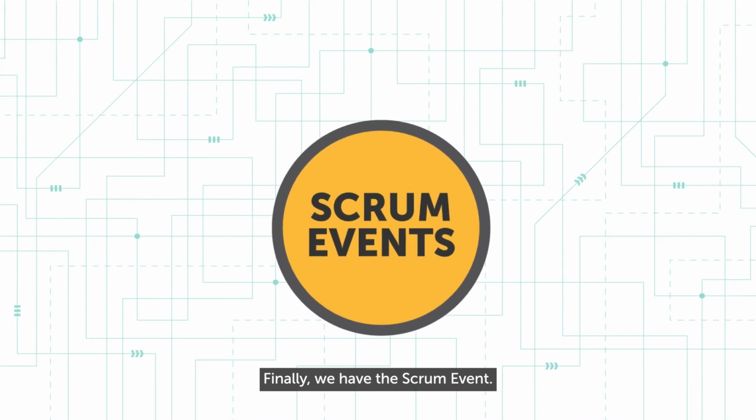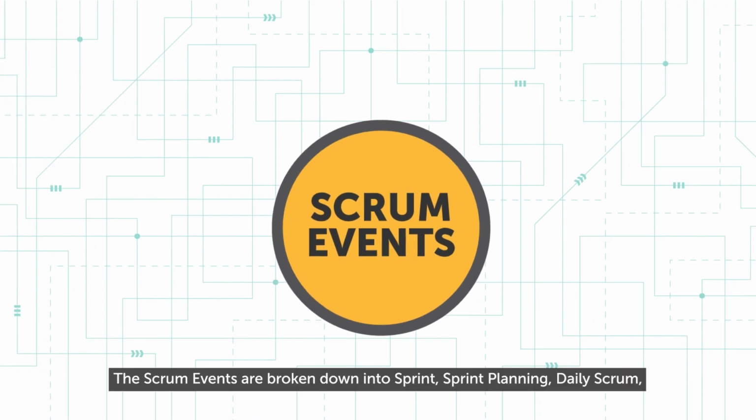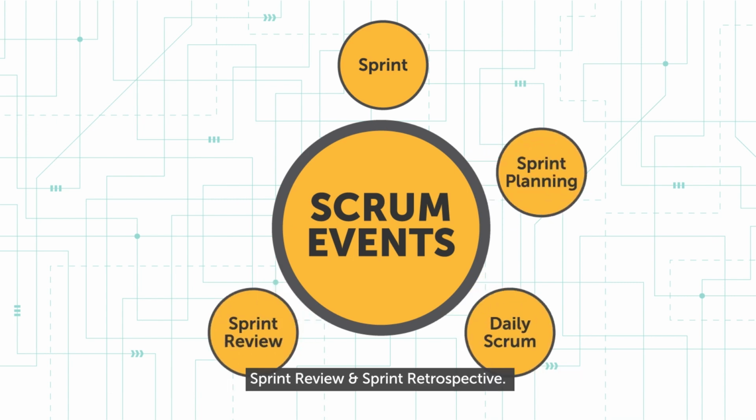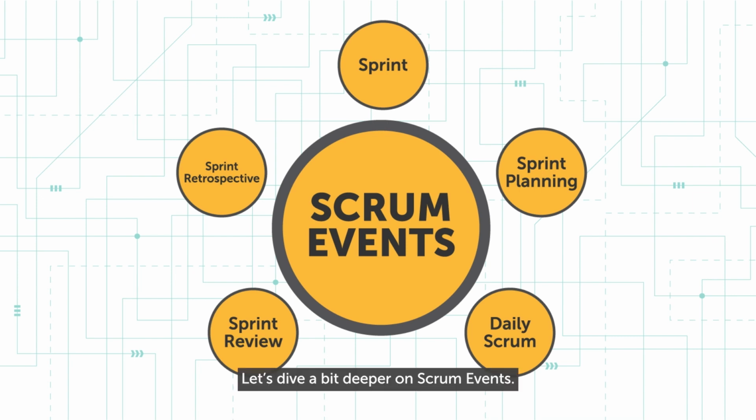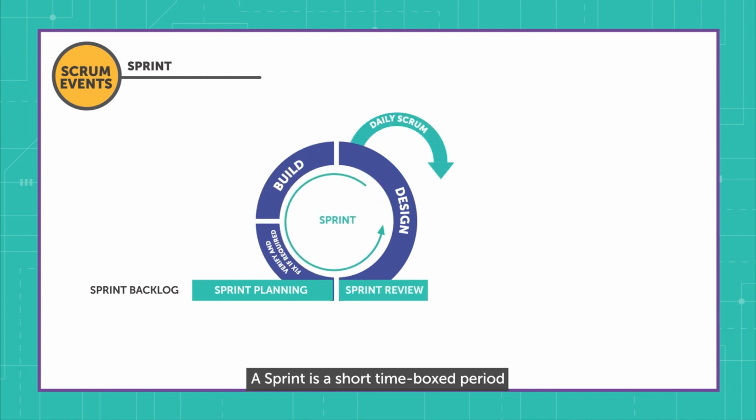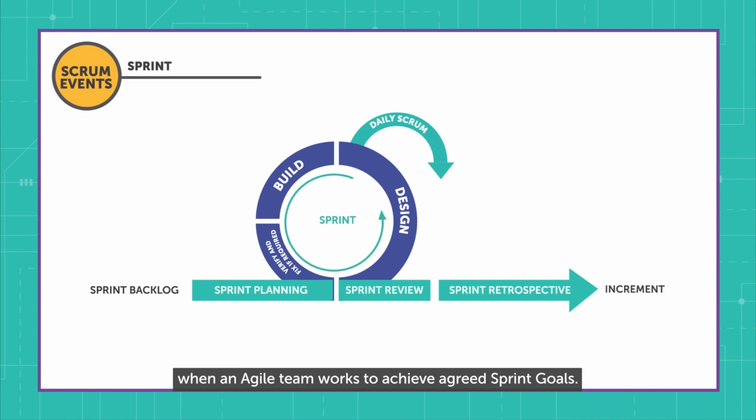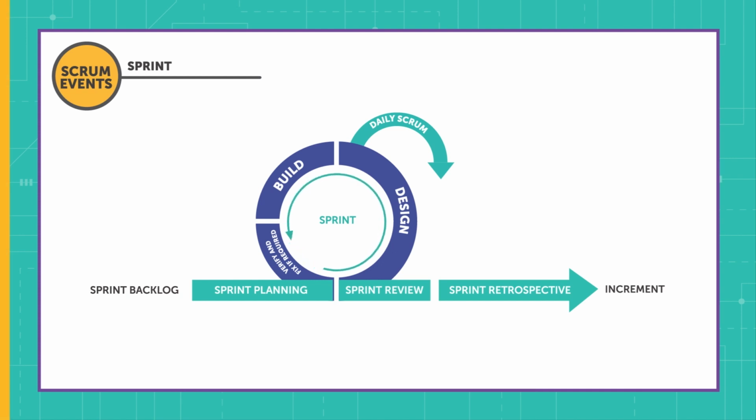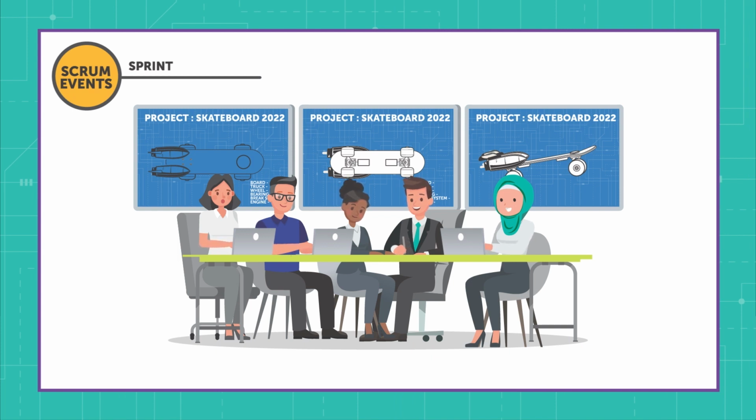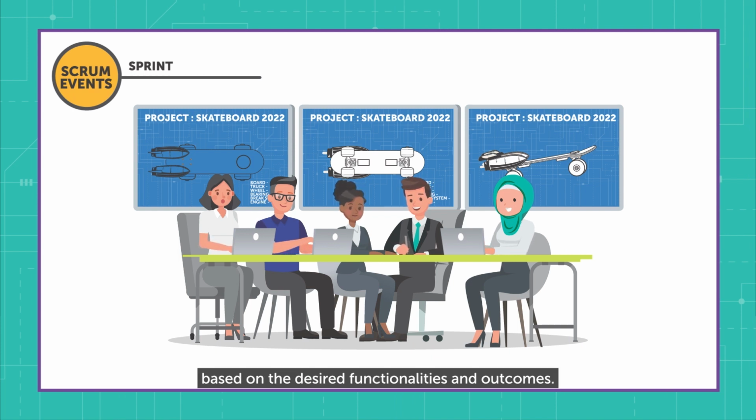Finally, we have the Scrum events. The Scrum events are broken down into sprint planning, daily Scrum, sprint review, and sprint retrospective. Let's dive a bit deeper into Scrum events. Scrum events happen within a container event called the sprint. A sprint is a short time-boxed period when an Agile team works to achieve agreed sprint goals. Each sprint allows a team to plan and deliver outputs based on the desired functionalities and outcomes.